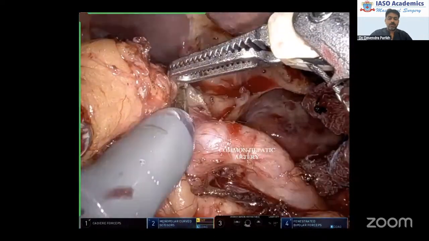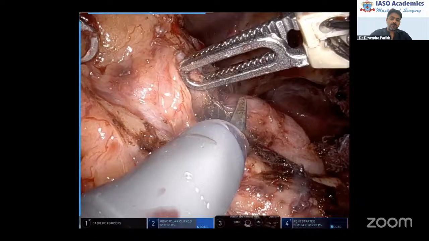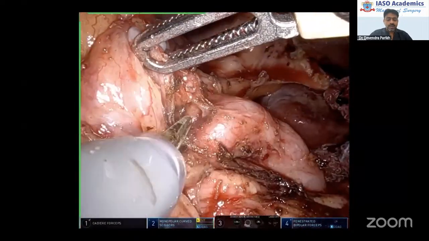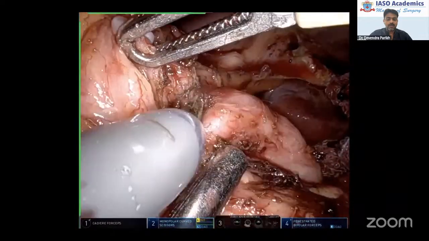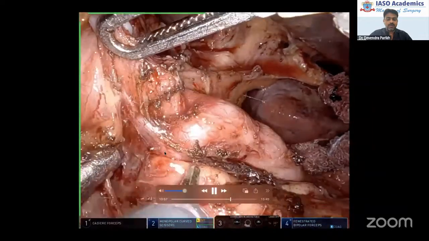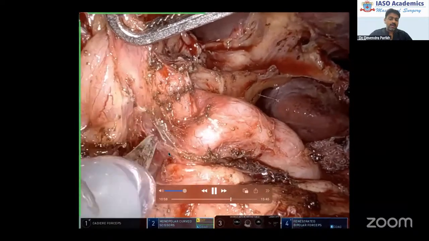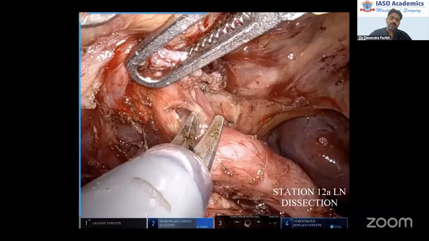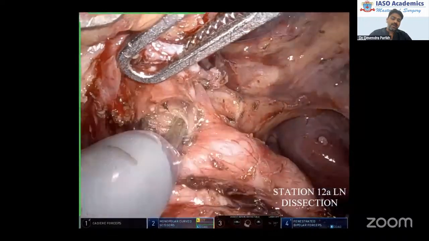Here we are trying to now define station 5 and station 12A. We try and circumferentially clear the common hepatic artery. This is the common hepatic artery where it's meeting the GDA. Here we are clearing station 5 and hoping to see the right gastric artery. Once the right gastric artery is seen, we can either buzz or clip.